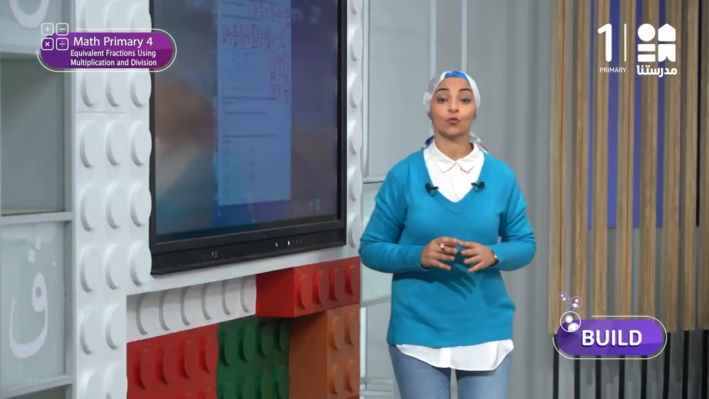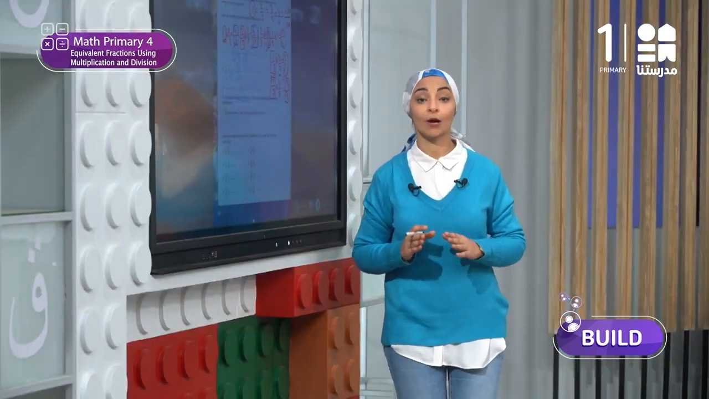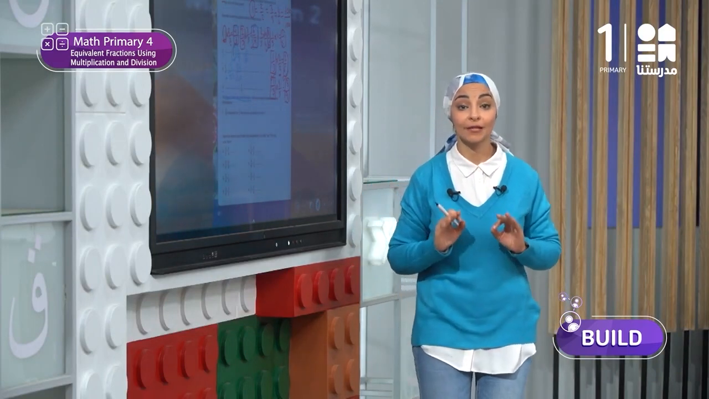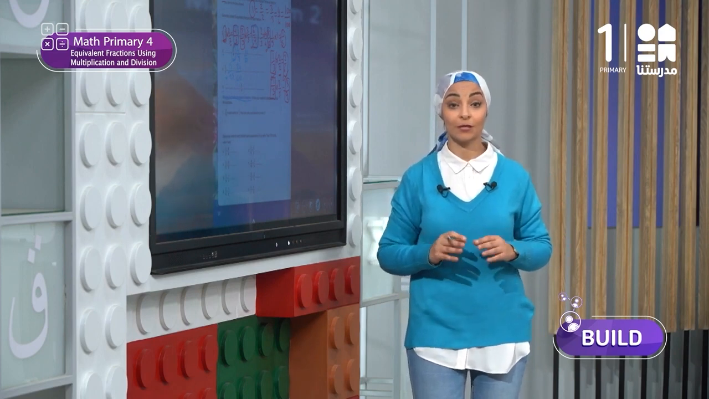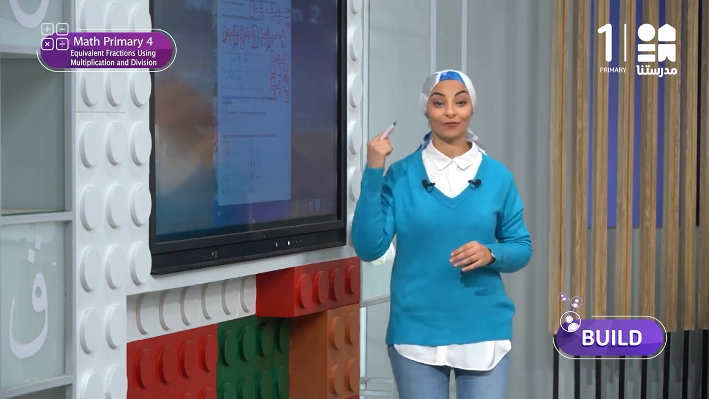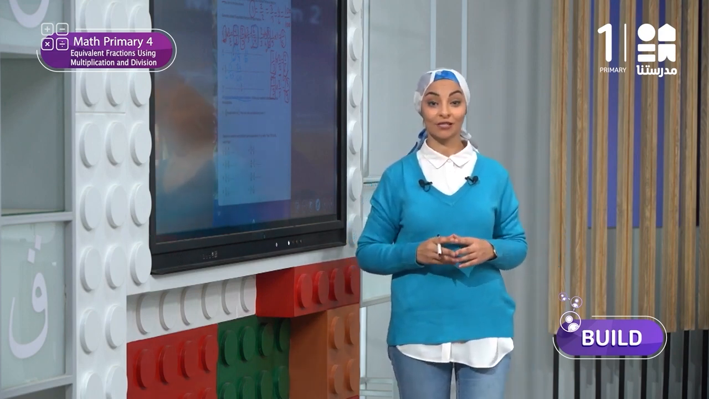Now I want to ask you a question. Does dividing by one whole follow the same pattern as the identity property of multiplication? Does it use the same pattern? Think about this question and try it by yourself.